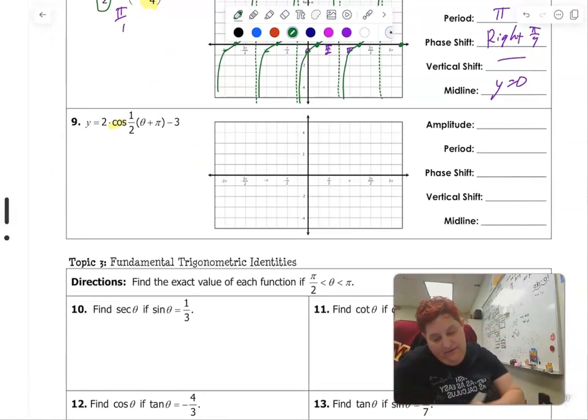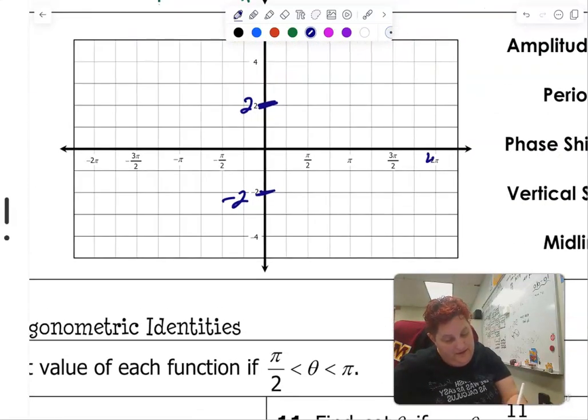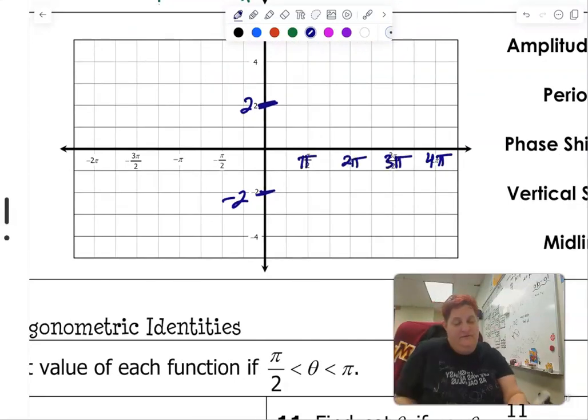Alright, and now I got one more. This one is like a little bit of everything. Okay. This one is, first of all, my amplitude is 2. Let's go ahead and mark that off. My period is 2 pi over a half, which is 2 pi times 2 over 1, which is 4 pi. So let's go ahead and put that in. That's going to be 4 pi. And if I divide it by 4, it's 1 pi, 2 pi, 3 pi, 4 pi.